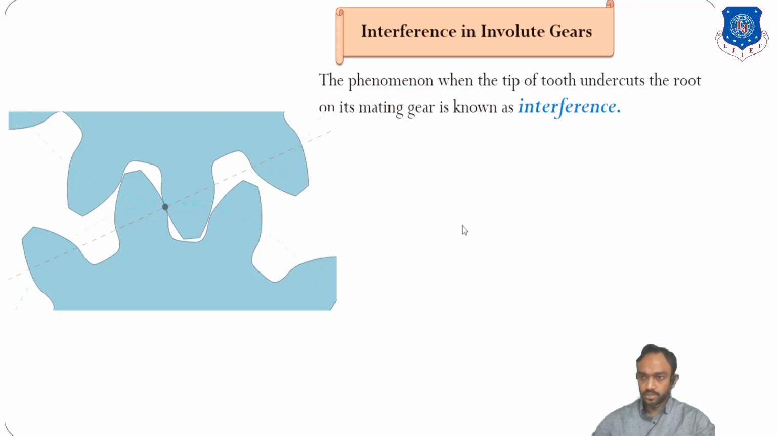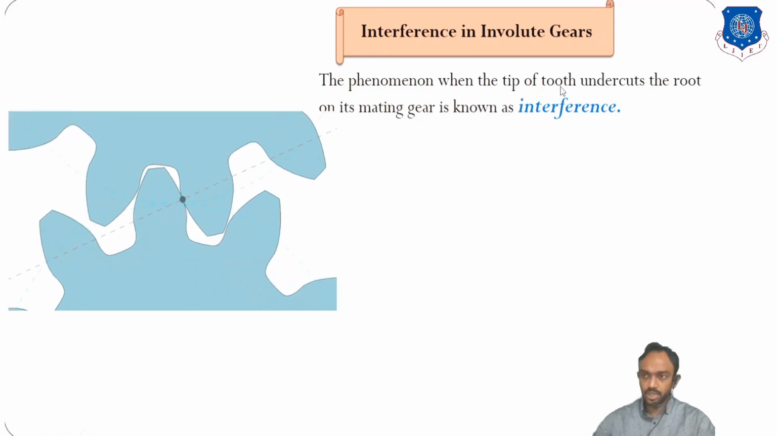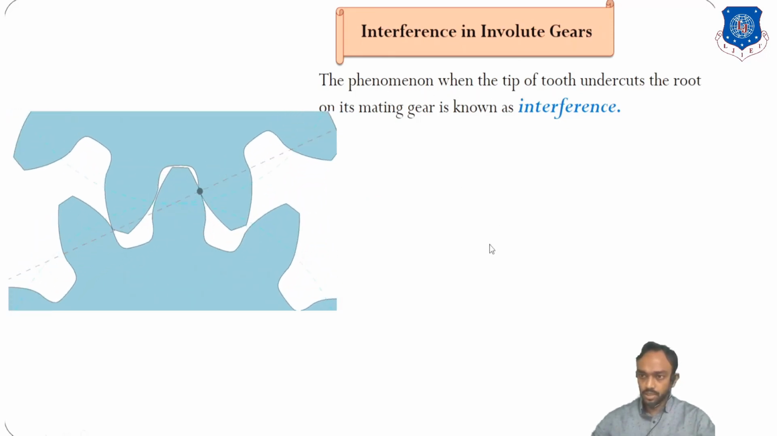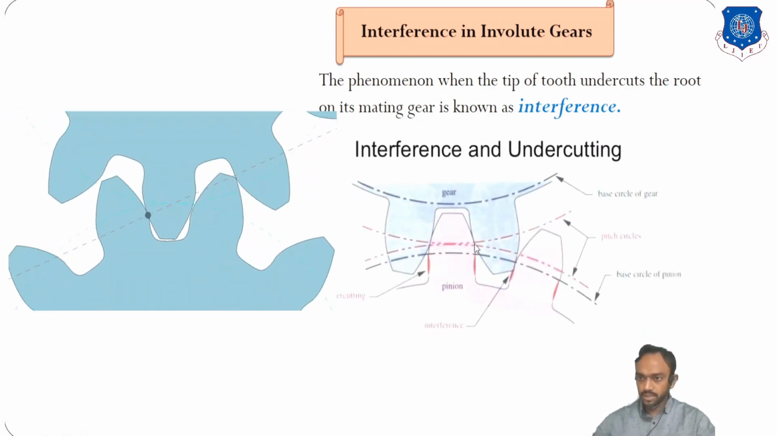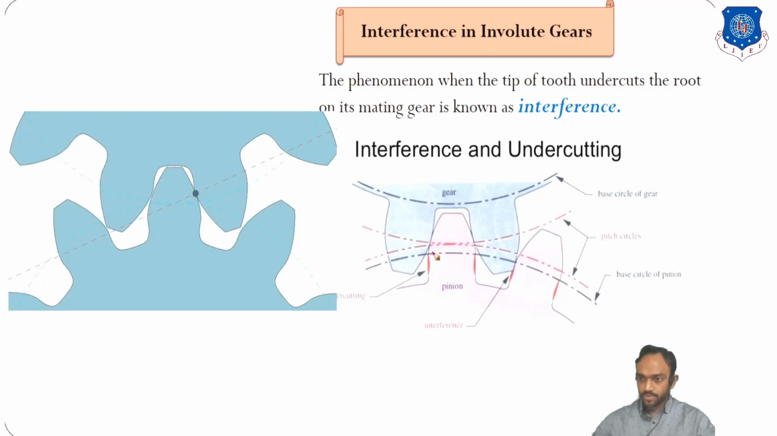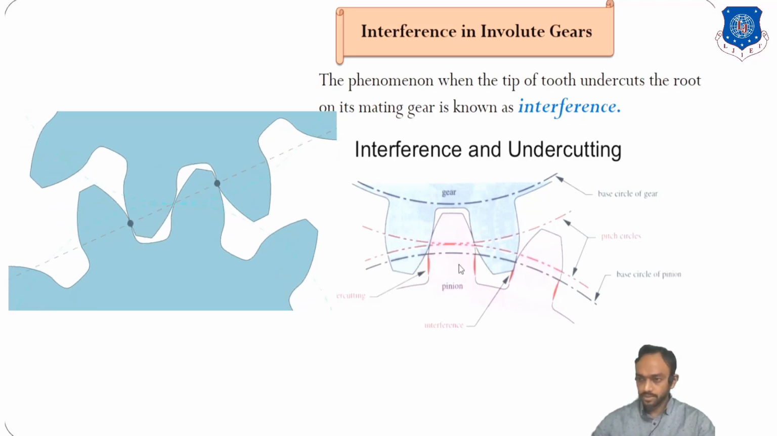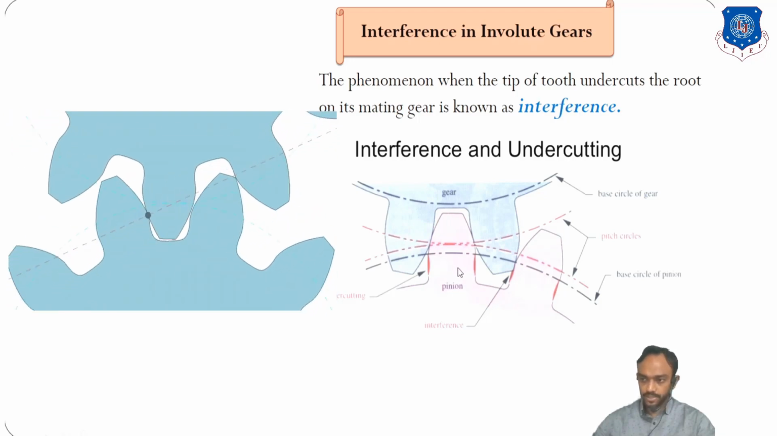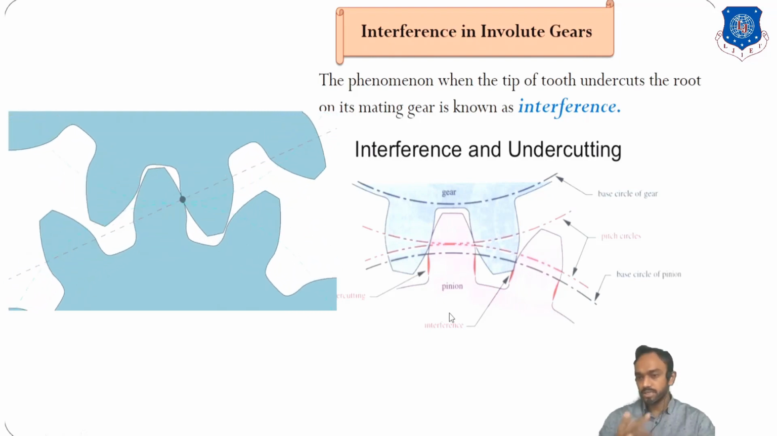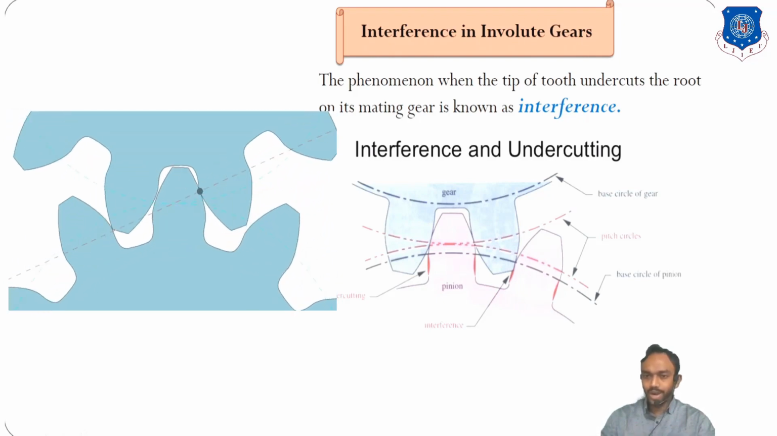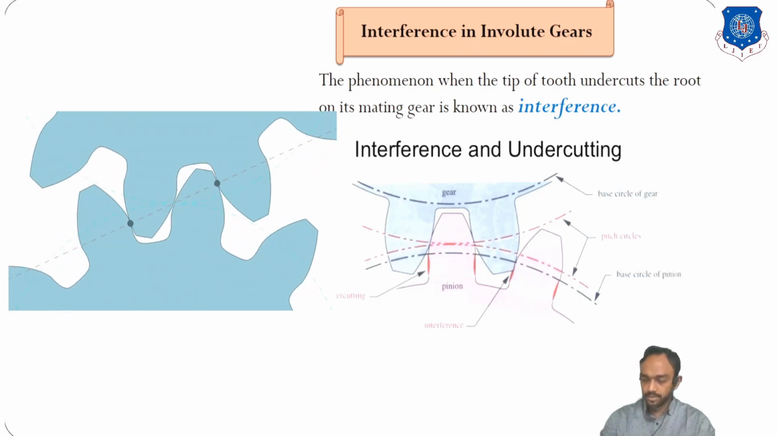Check this definition again: the phenomenon when the tip of the tooth undercuts the root of the mating gear. You can see here the tip of this tooth is undercutting the root of the gear. So it is known as interference, and also undercutting. From this theory we will define the minimum number of teeth required to avoid this interference and how we can avoid it.